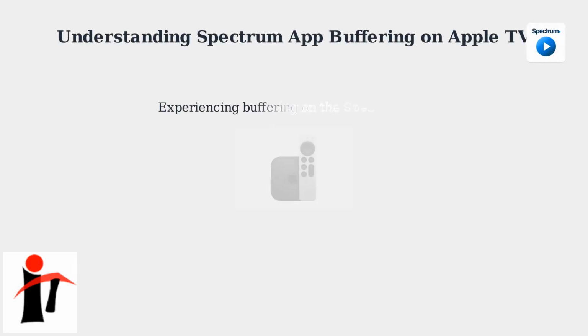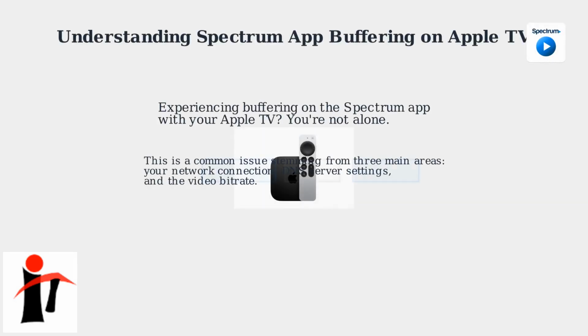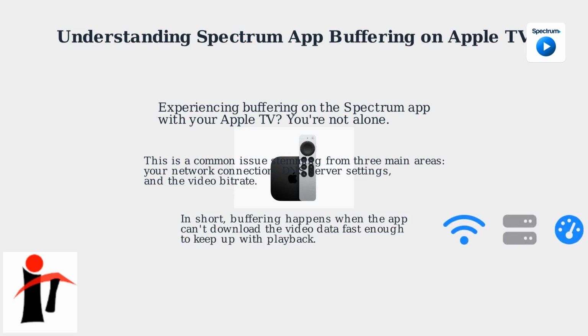Experiencing buffering on the Spectrum app with your Apple TV? You're not alone. This is a common issue stemming from three main areas: your network connection, DNS server settings, and the video bitrate. In short, buffering happens when the app can't download the video data fast enough to keep up with playback. Let's break down the likely causes.